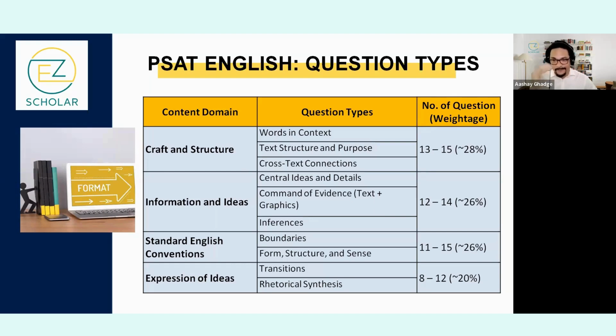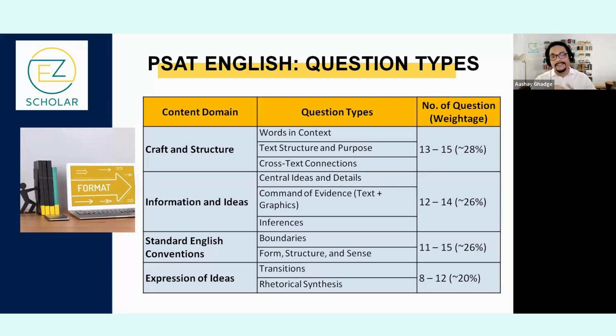So the questions on the PSAT follow this exact pattern, this exact sequence. You should start with the vocab questions. There would be about 3 to 4 of these in every English module. And after that, you should jump to the last question, that's rhetorical synthesis, and then solve in reverse.